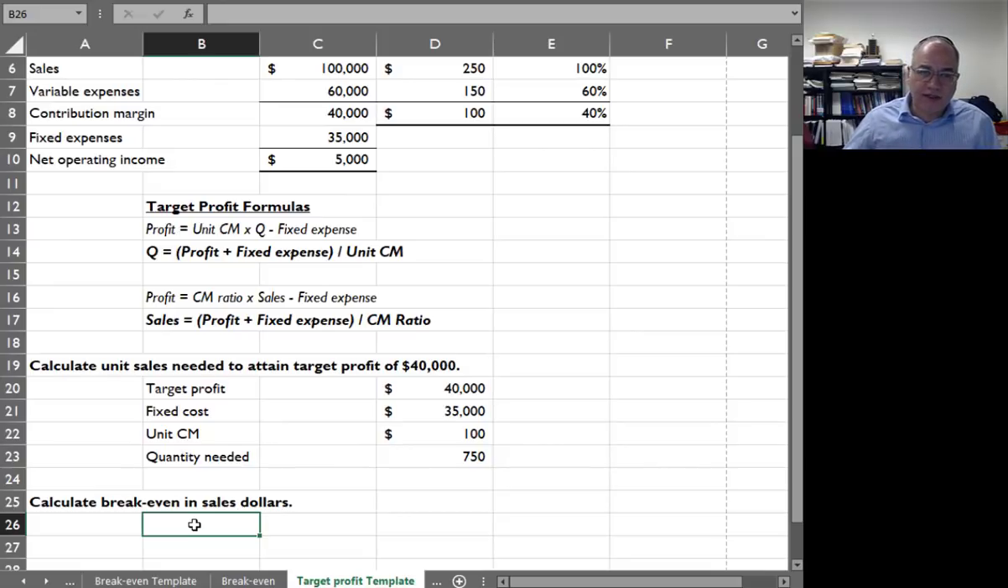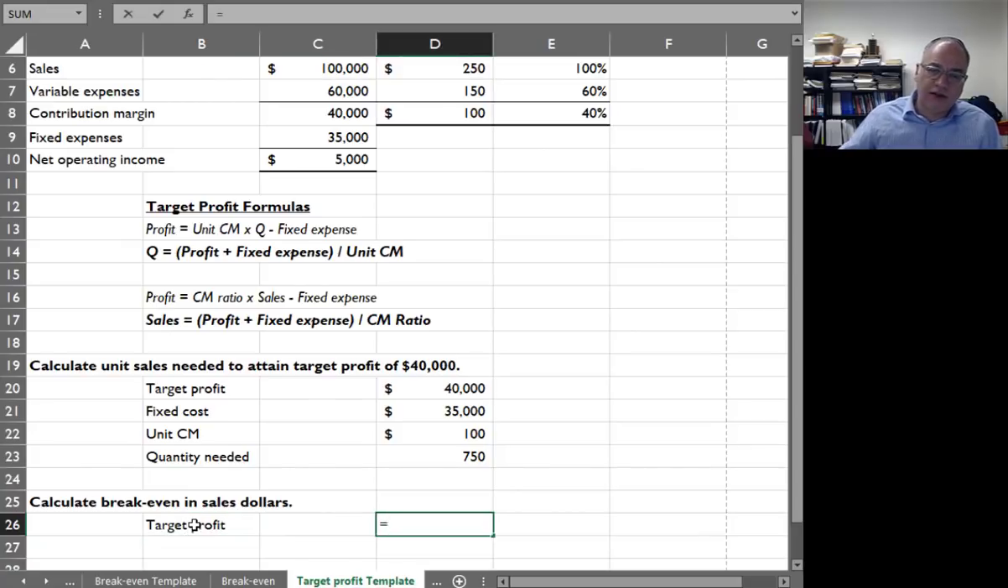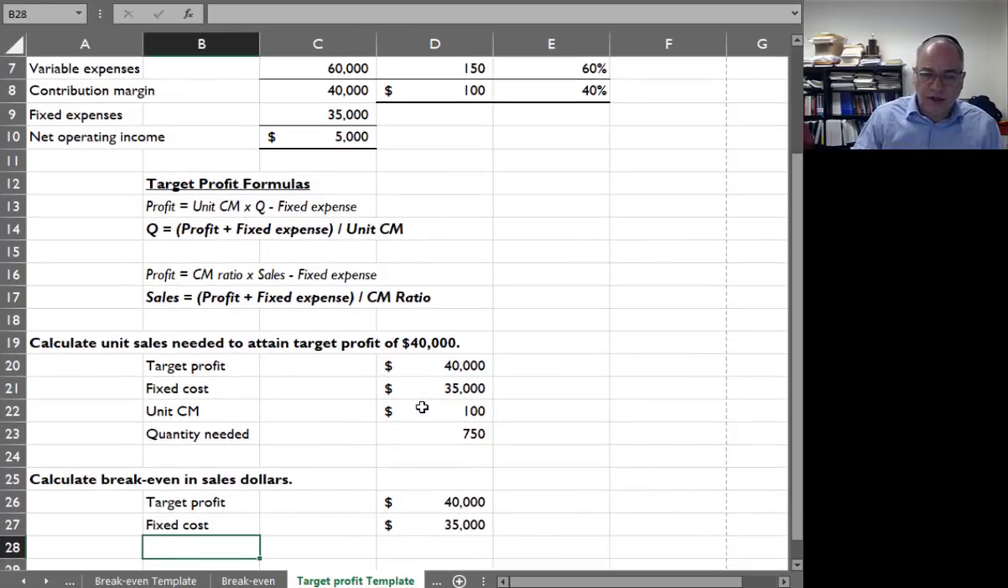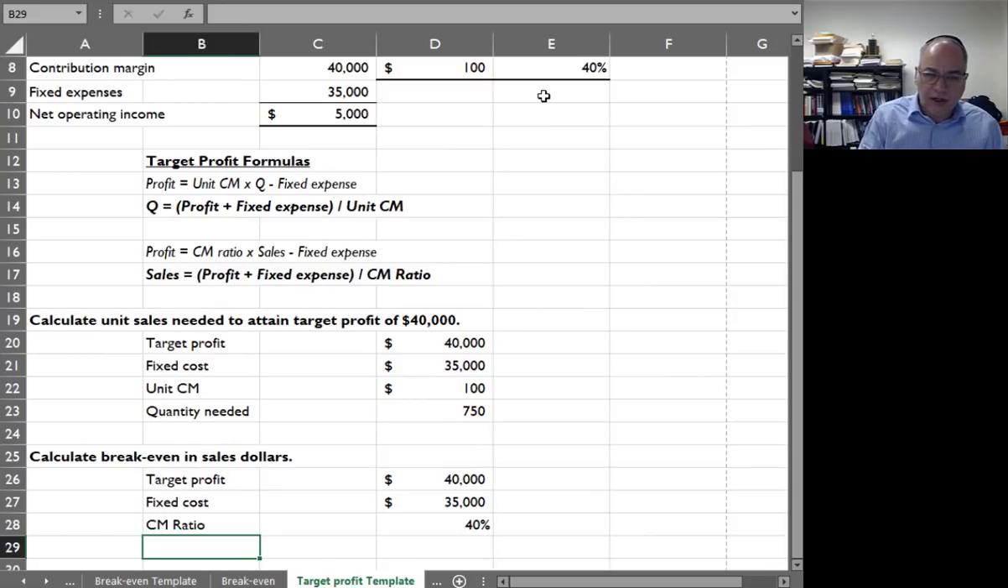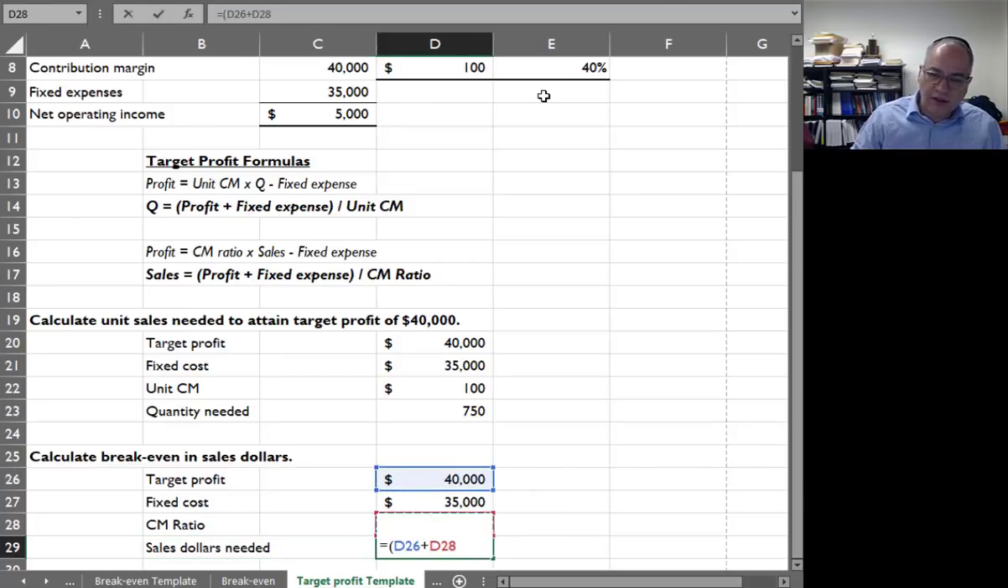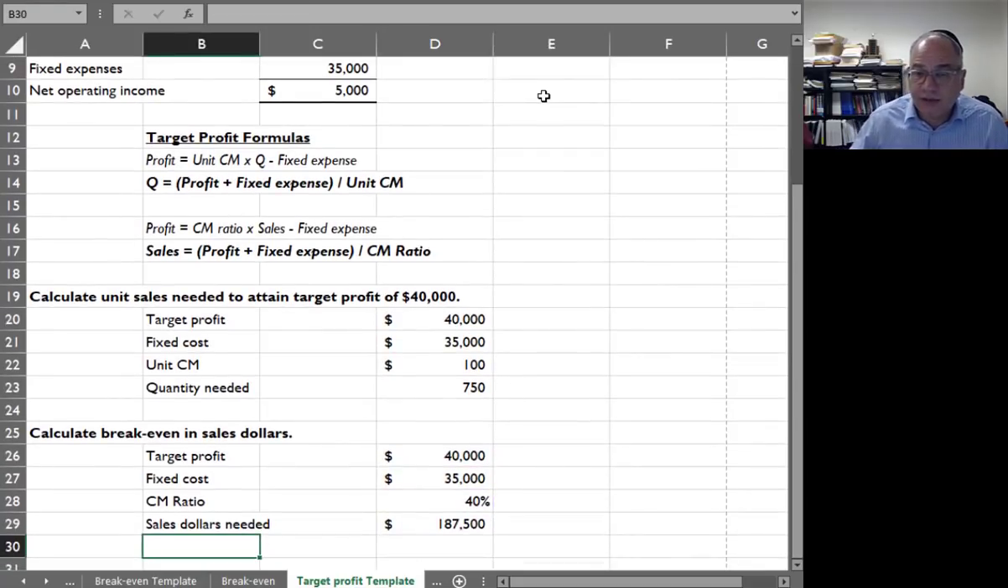Now let's look at the break even in sales dollars. Again, my target profit. Whenever I think of target profit, I think of Target store. Fixed cost is 35,000. The unit CM, actually I don't want unit CM here, right? I want CM ratio. The CM ratio is 40%. And therefore, the sales dollars needed is going to be equal to 40,000 plus 35,000 divided by CM ratio, which is 187,500.